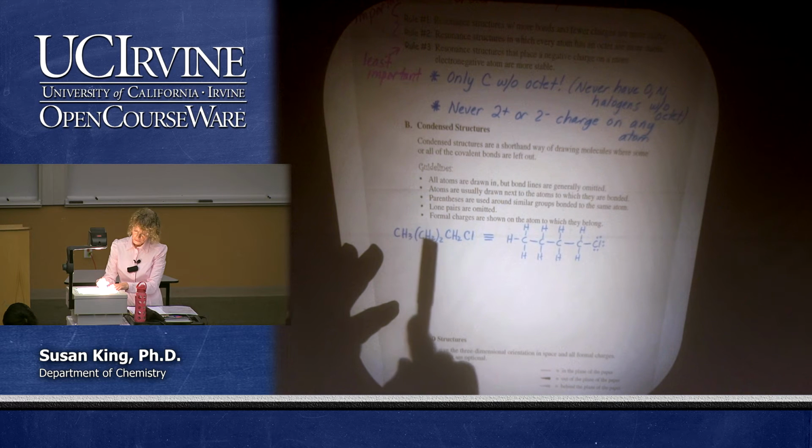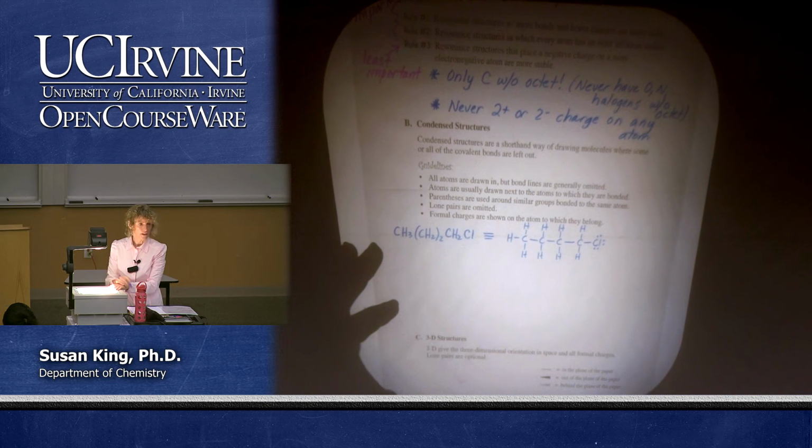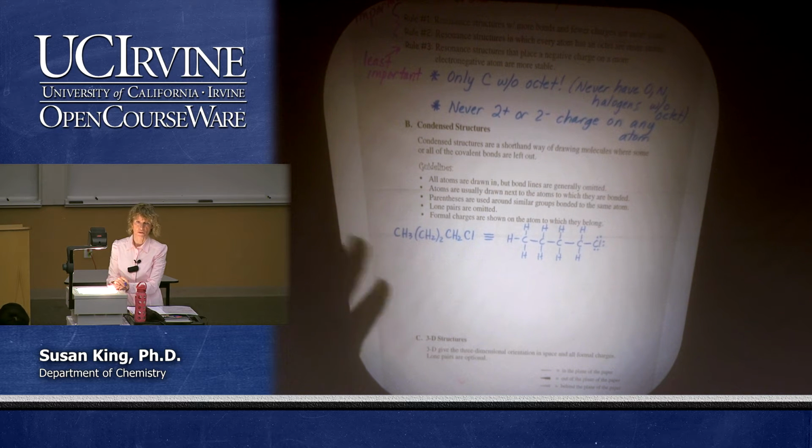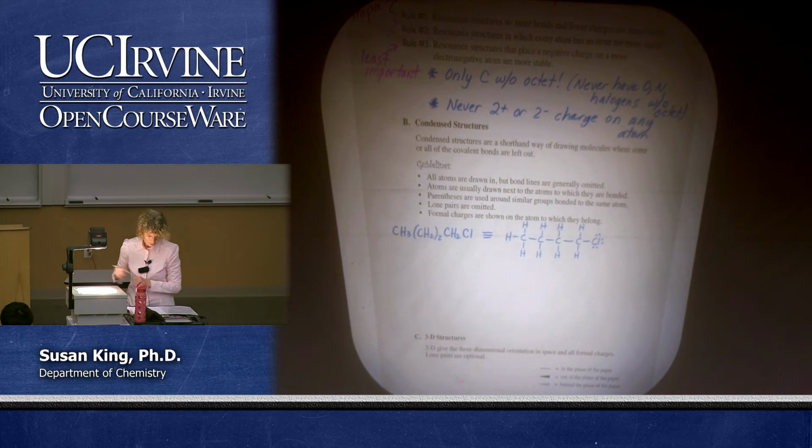This would be C4H9Cl. That's the way you draw it in GChem. And then, of course, you have no idea how those things are bonded together. This gives a lot more information.